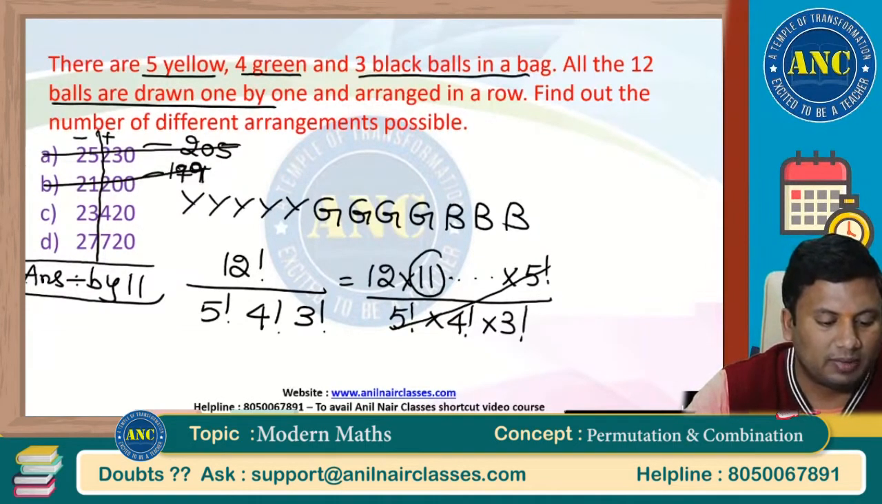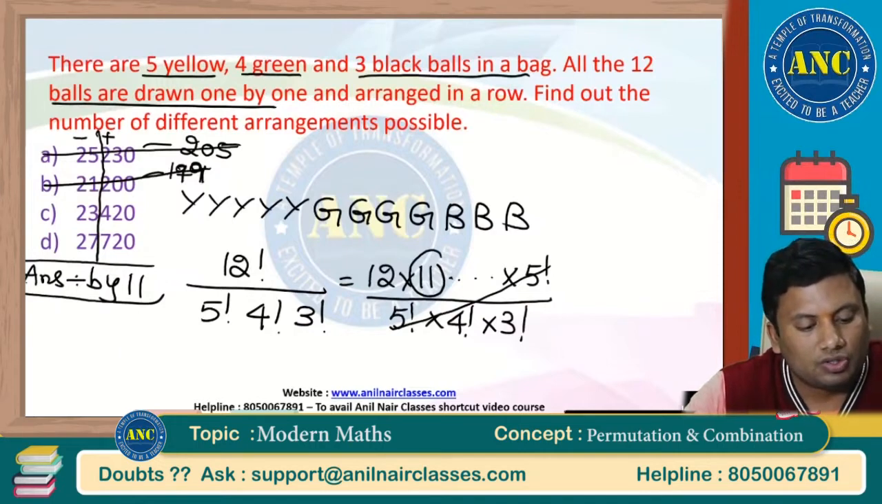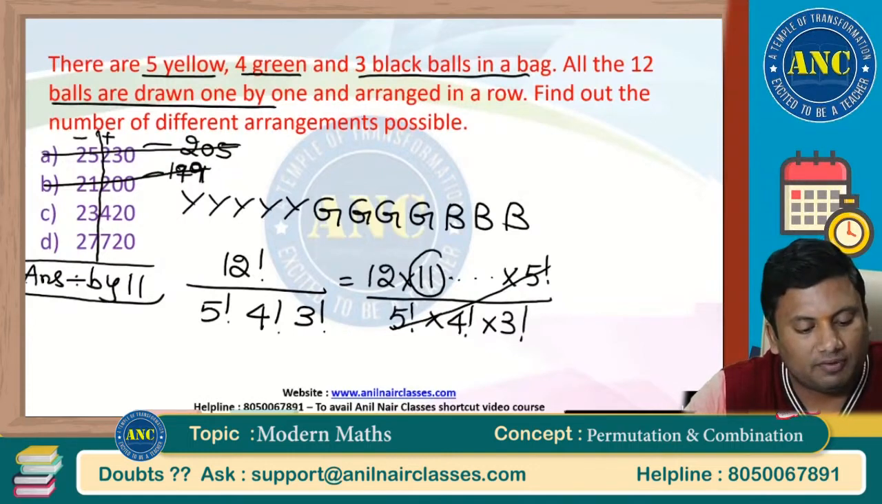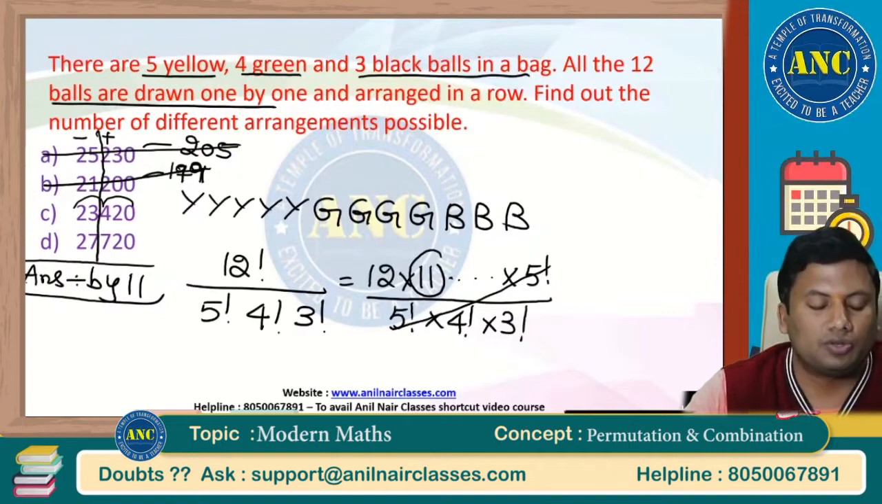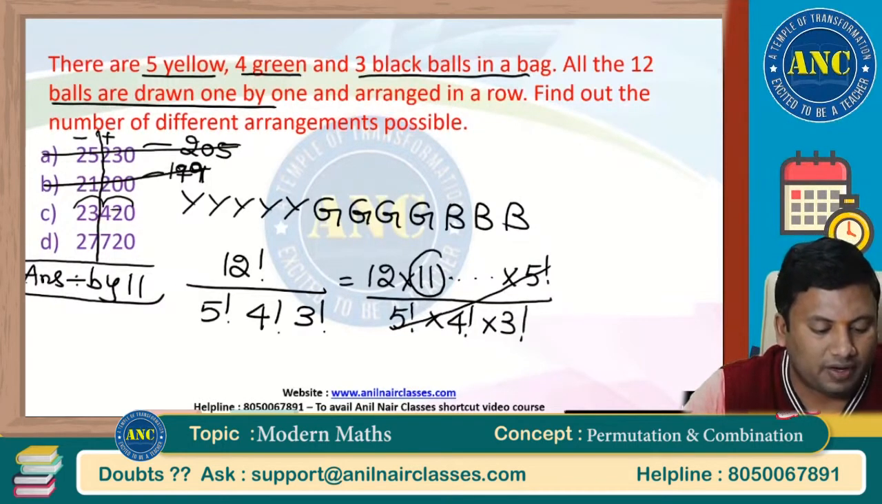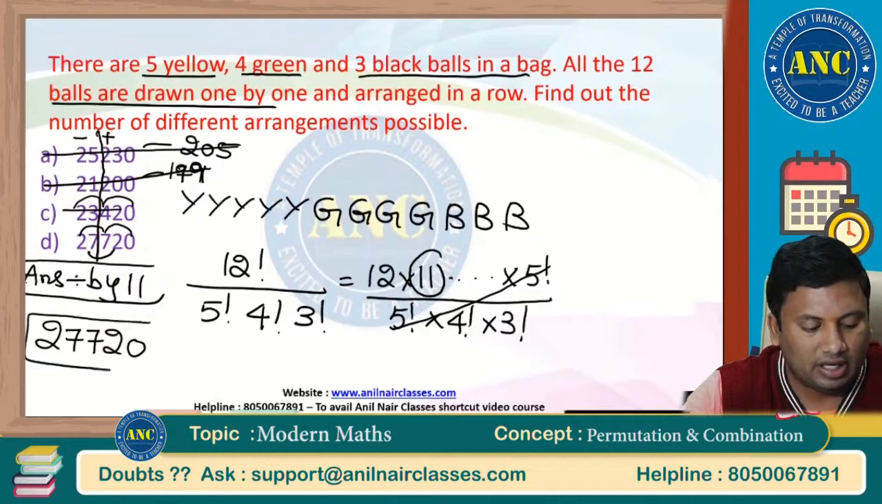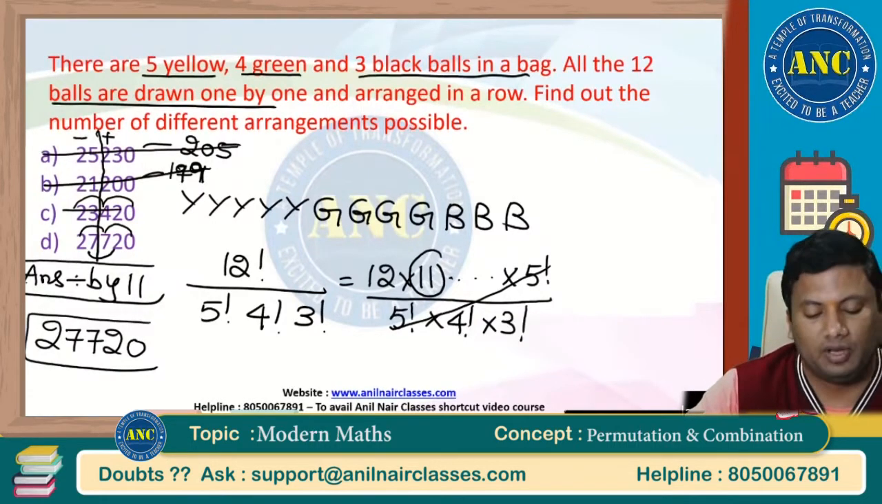This is nothing but 720 minus 27, or you can take the sum of the odd places minus the sum of the even places. 4 plus 2 is 6, 3 minus 2 is 5. The answer is nothing but 27,720. You don't need to calculate and waste your time.